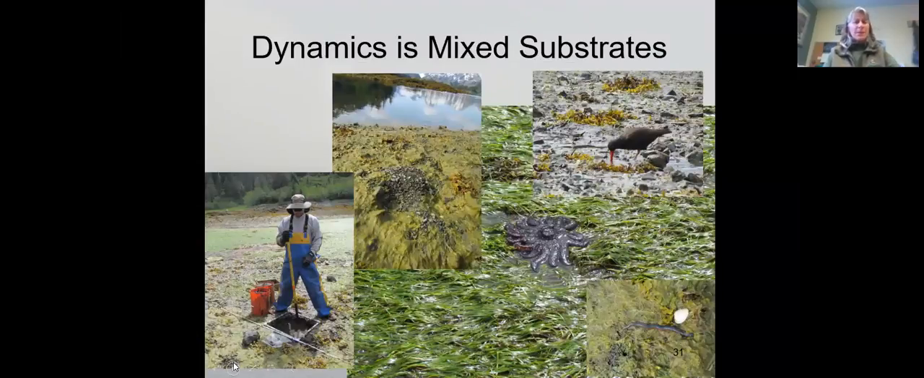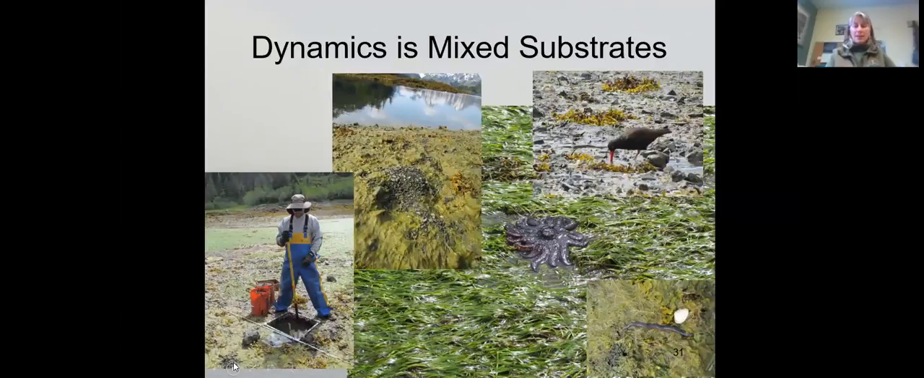So in Kachemak Bay, we do have some canopy forming kelp and understory kelp, but most of what we have are these really intensely mixed substrates. And there's a lot of things making a living off of the bivalves, which are the dominant prey here, including oystercatchers, sea stars, clam worms, and then of course there's the researchers over in the corner.